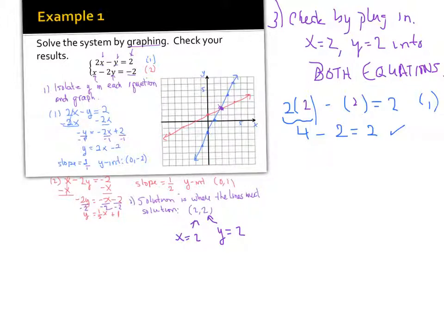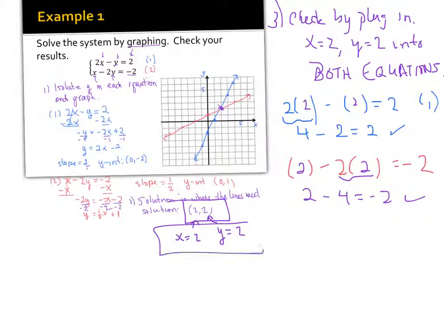In the second equation, it's x. Actually, let me erase that. I actually want to put parentheses. It's some number x, minus 2 times the number y, is equal to negative 2. And so the x is a 2, the y is a 2, and so 2 minus 4 is negative 2. This is correct also. We checked, and this is the solution, so our answer is right here. You can write it like that, or you can write it like this. Either way will work. All right, let's look at another one.